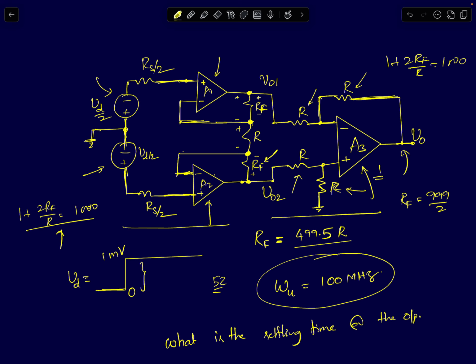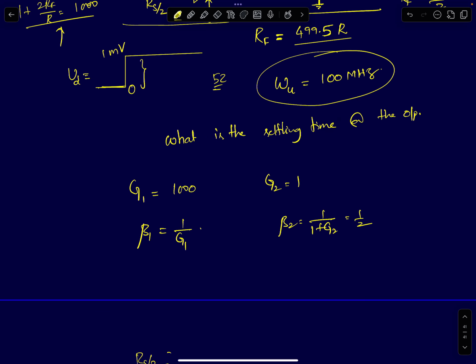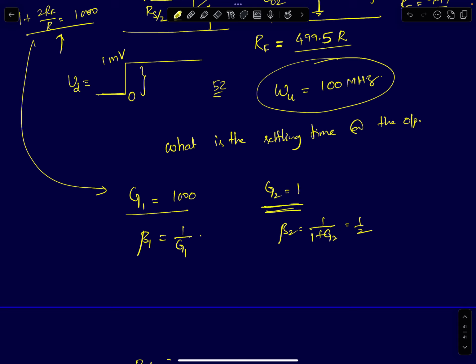So it's a problem based on frequency response. We are supposed to find out the overall time constant of this instrumentation amplifier. Since we know the first stage gain is 1000, I just wrote it here, 1 plus 2 RF by R1 is 1000. G2 is R4 by R3. In this case, R4 and R3 are the same, so it's just 1.